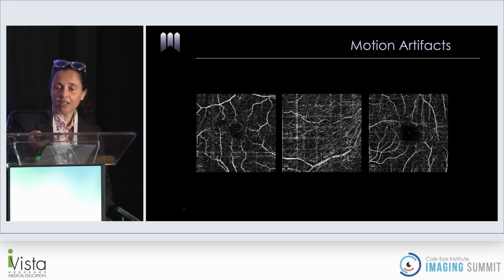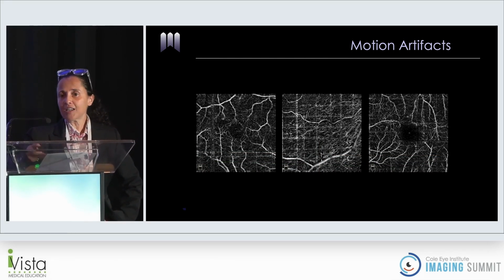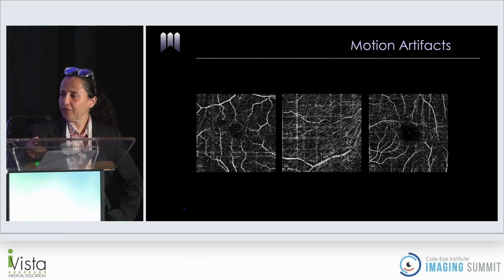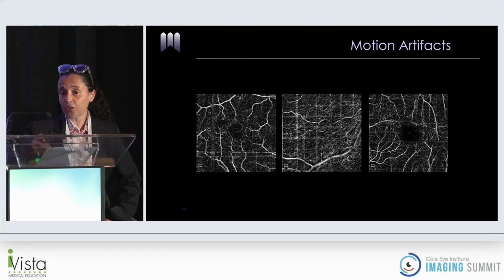And then when you see these tilting artifacts, it tells you that the patient's moving. You really have to be careful with these angiograms that have all this motion artifact, because they usually have other artifacts as well, and the signal strength is very low.